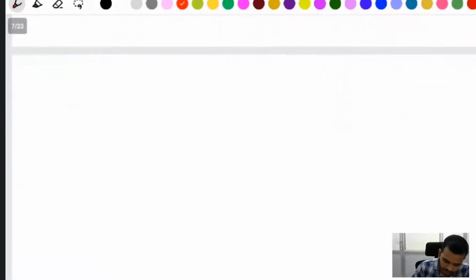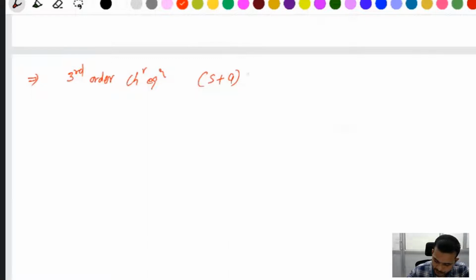You find zeta and omega n in this question, and you know about the standard equation, the third order equation. Some pole like that, s plus a I have taken, and the second order is s square plus 2 zeta omega n s plus omega n square is equal to 0.